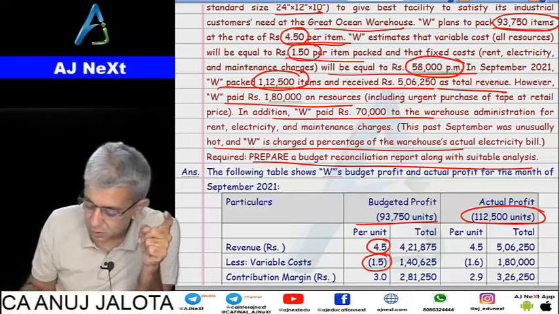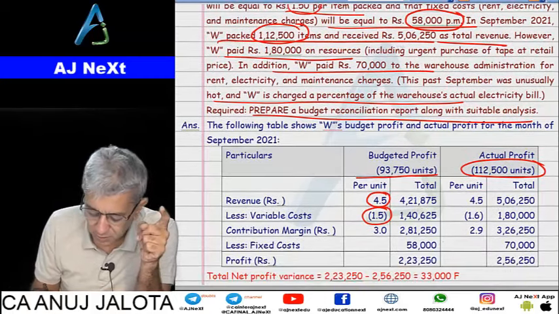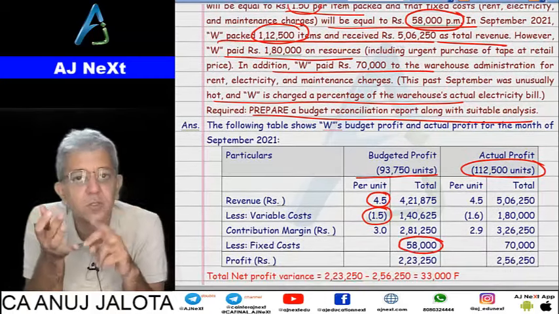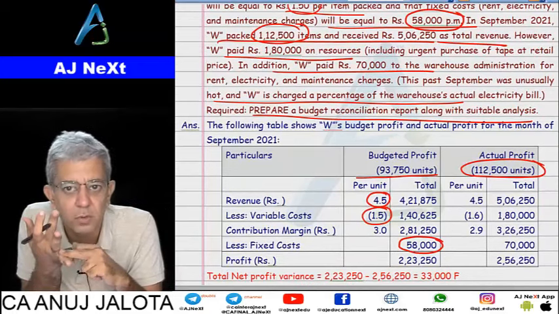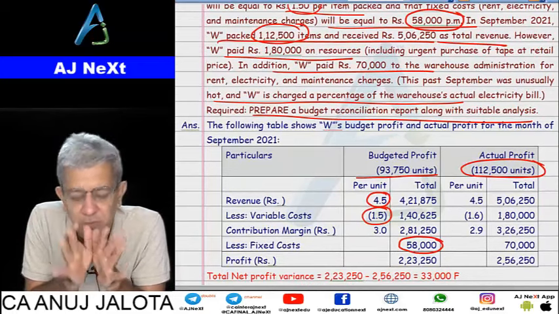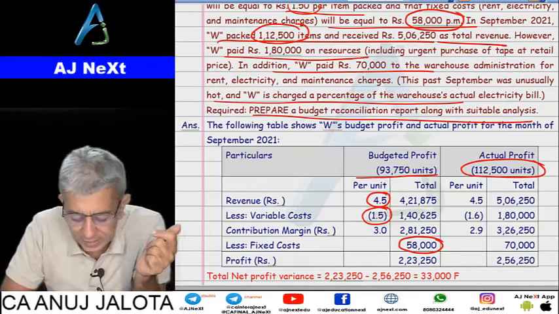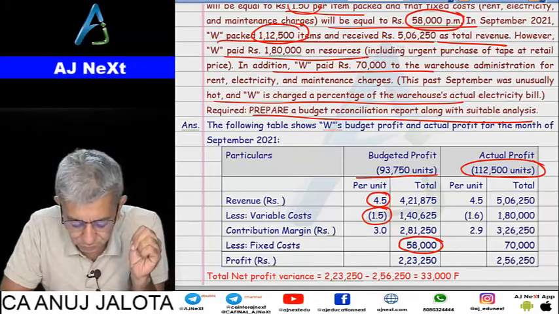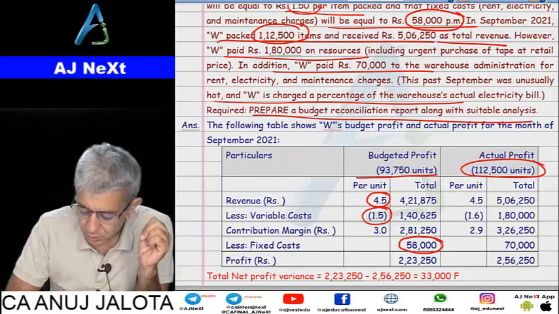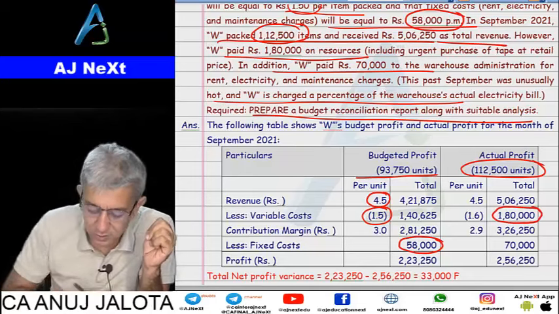Our fixed cost was supposed to be 58,000 per month. So therefore, that fixed 58,000 is over here. So revenue less variable cost will give you contribution. Less fixed cost will give you the profits. Further. However, W paid 180,000 on resources. So that 180,000 is over here.